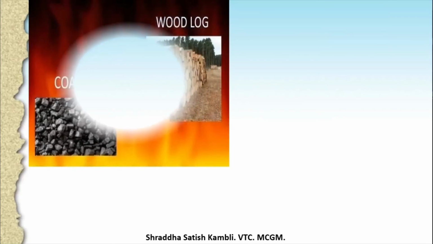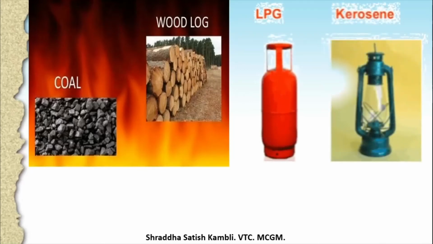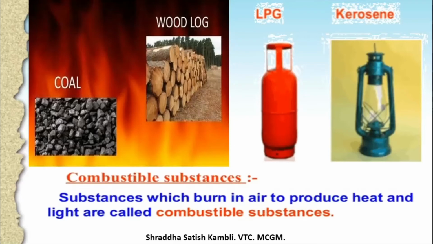Okay, so all these things which are used in order to create heat for cooking food are called fuel. And these are the different kinds of fuels. Okay, see. Now there are certain things which can burn in order to give heat. For example, we can burn coal, we can burn logs of wood, we can burn the LPG gas, we can burn the kerosene. All these things, children, are called combustible substances. Combustible substances means substances which can burn in order to produce heat and light.